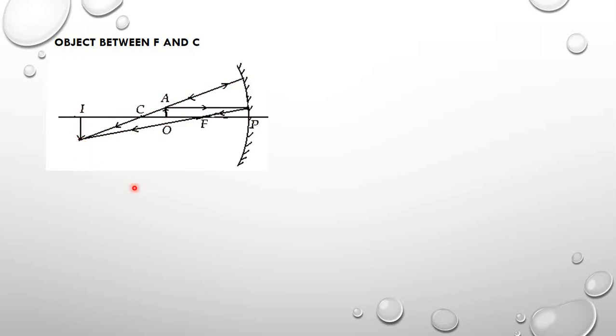So the nature of the image in that case is that it is going to be formed beyond C, as we are seeing there. It is real, it is inverted, as you can see, and it is also magnified, as we are seeing there.